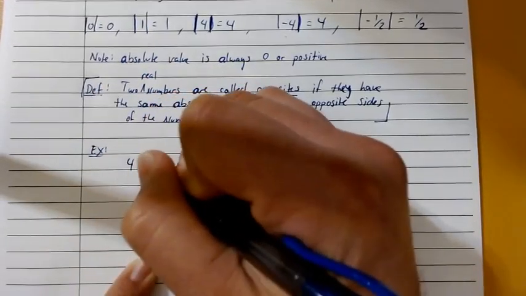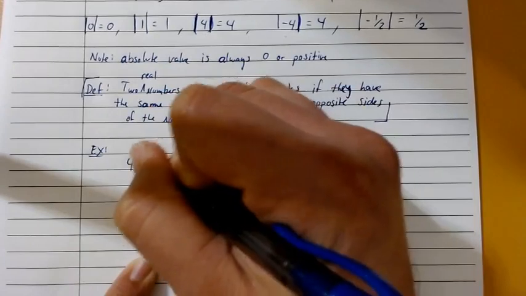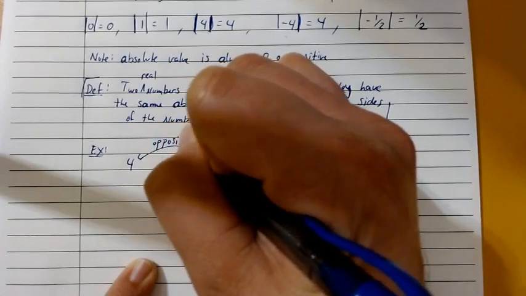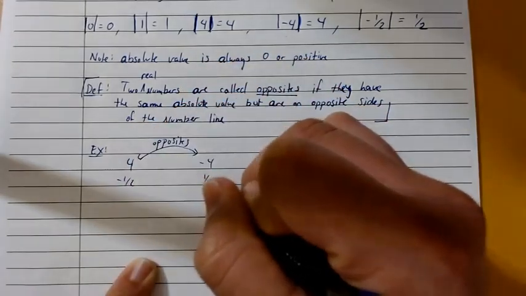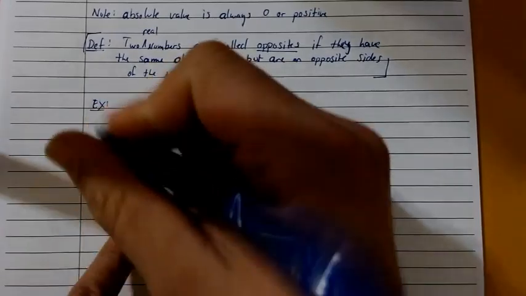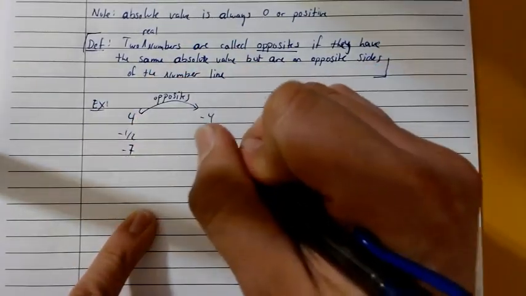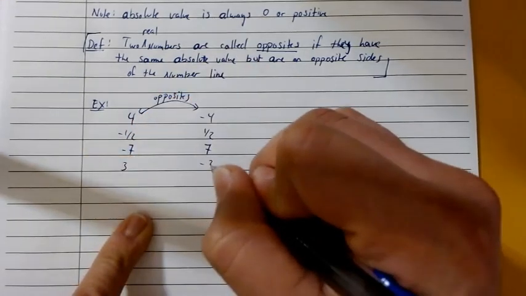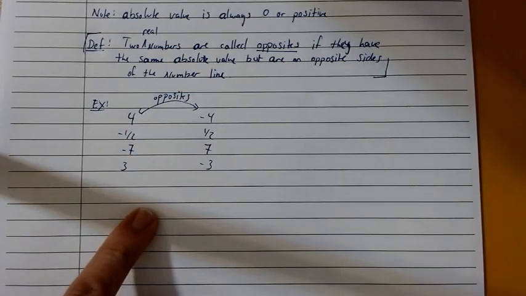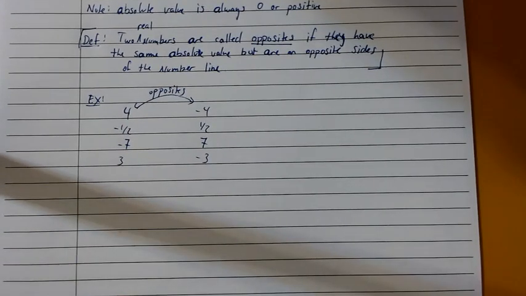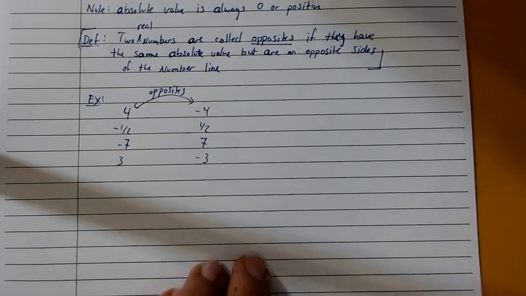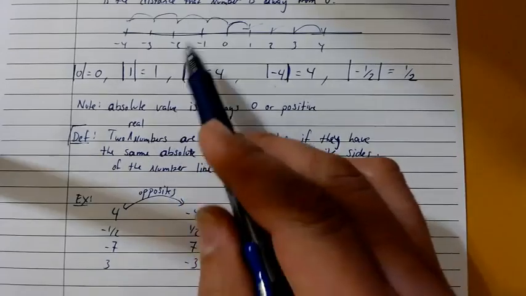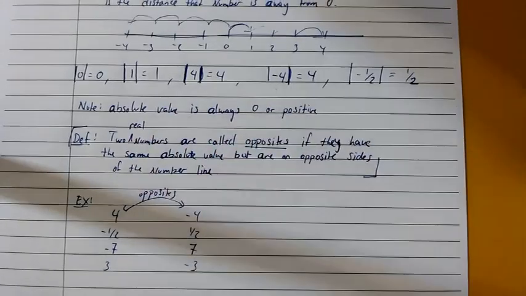Here, 4 and negative 4 are opposites. Negative 1/2, positive 1/2 are opposites. What's the opposite of negative 7? Oh, it's got to be positive 7. What's the opposite of positive 3? Oh, it's got to be negative 3. 0 doesn't have an opposite because it's the only number that has absolute value 0. But every other number, either to the left or to the right of 0, has an opposite.